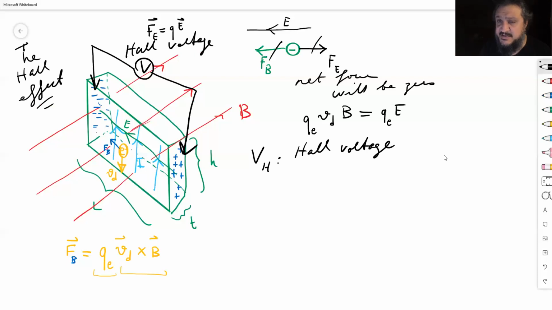Let's try to find an expression for that. Now, the electric field will be uniform, therefore, the electric field multiplied by the length in that direction, which is L, will be equal to this VH, fine. Current is I.